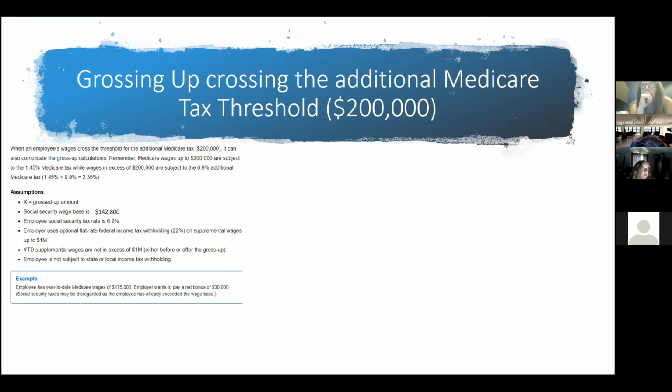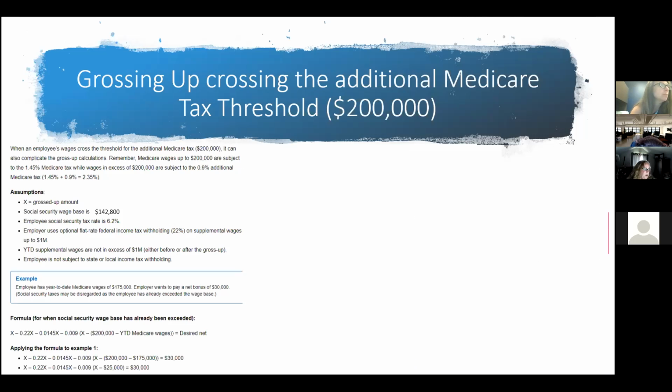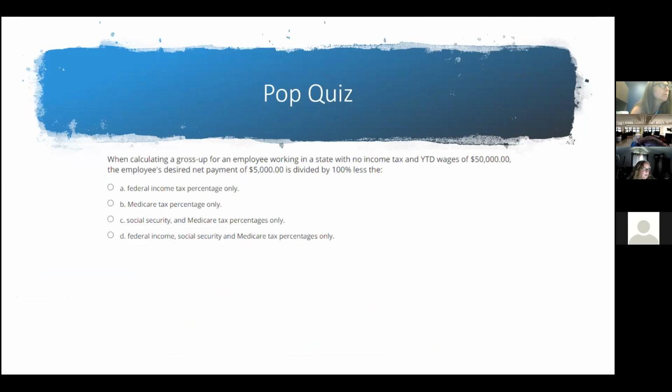We are almost out of time for today, so I don't know that we want to go through that one, but we can do a pop quiz really quick because you guys already know the answer to this one. Go ahead and type your answer in the chat. When calculating a gross up for an employee working in a state with no income tax and year-to-date wages of $50,000, the employee's desired net payment is $5,000. And that needs to be divided by 100% less which taxes?